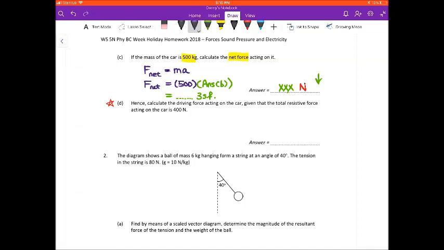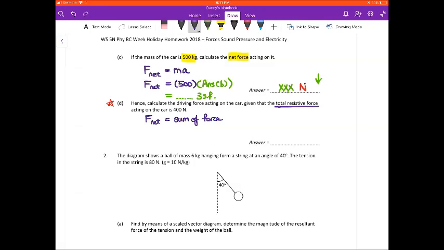So now you are being asked how to find total resistive force. The first thing that comes into your mind is, got formula or not? If you cannot recall any formula and you start to panic, don't worry, there's no formula. So you have to write. The other thing that you know is that F net is also equal to the sum of forces.